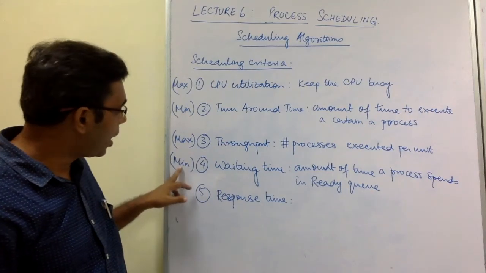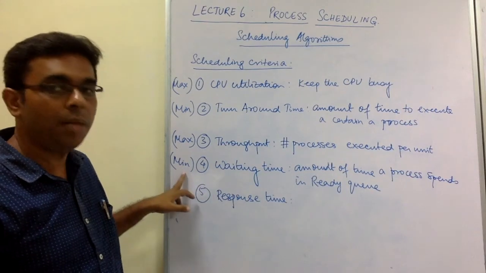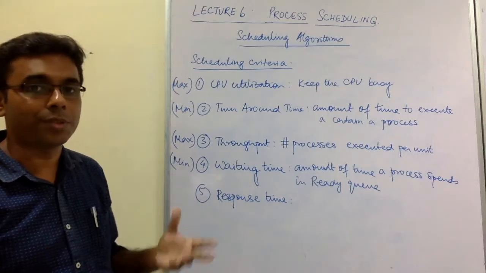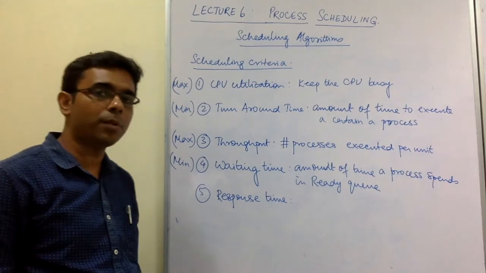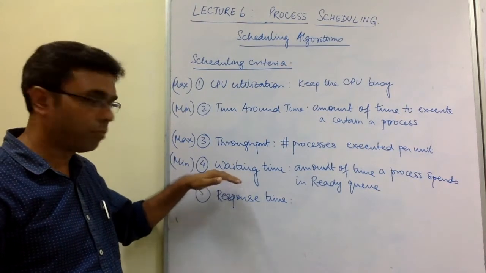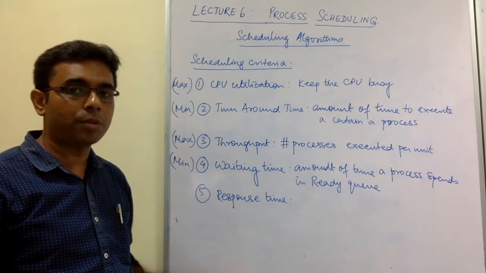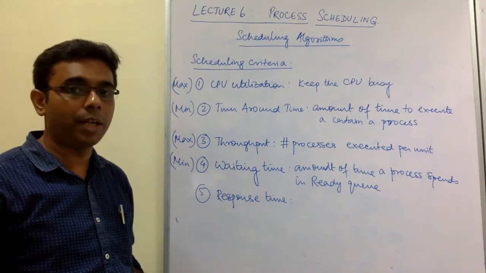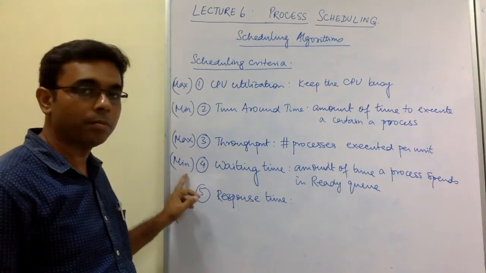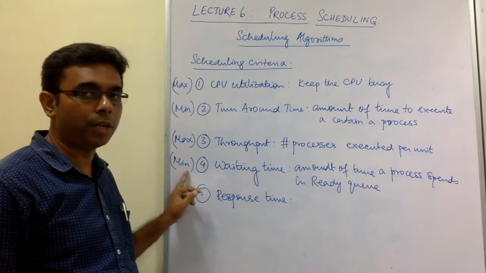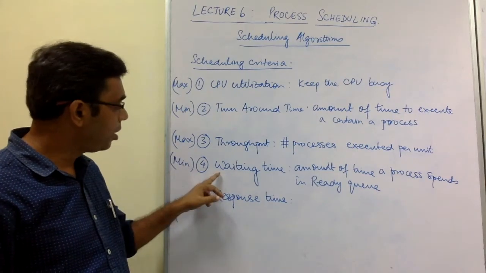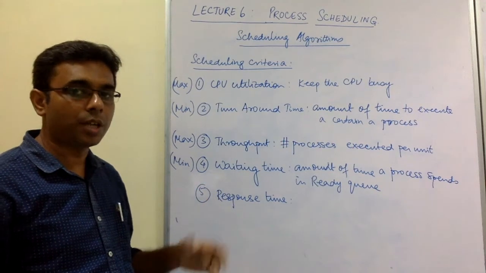So that is why the waiting time should be minimum for any process or for a set of processes. For a single process, it is the individual waiting time, which should be less. And if you're talking about a collection of processes, the average waiting time of all those processes should be minimum. This is the aim of any scheduling algorithm. The minimum the waiting time for a set of processes, the better is the algorithm.